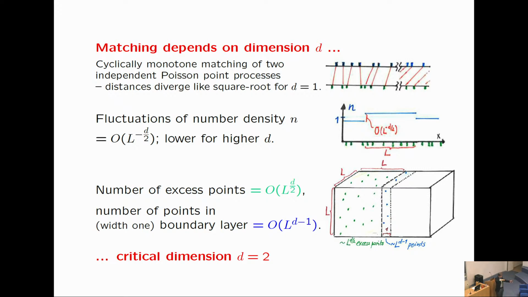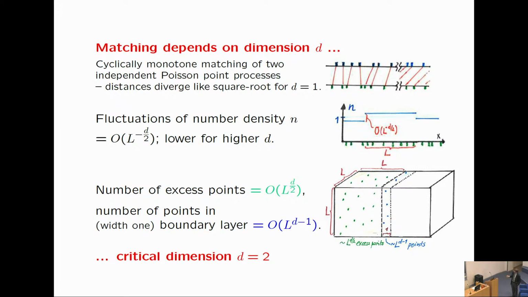But it's a random number which fluctuates around 1. And the fluctuations are of the order of what we would say CLT scaling, central limit theorem scaling, 1 over the square root of the volume. So those are the fluctuations of the density of the numbers. And then you realize that higher dimensions is beneficial. If you're in higher dimensions, the fluctuations have, in a certain sense, a better and better scaling, in the sense that they decrease more rapidly as you make L larger.